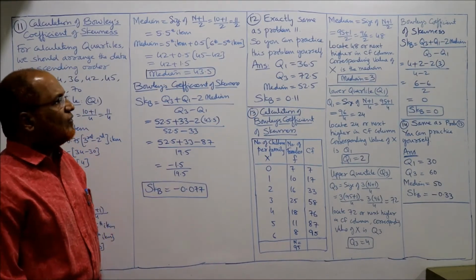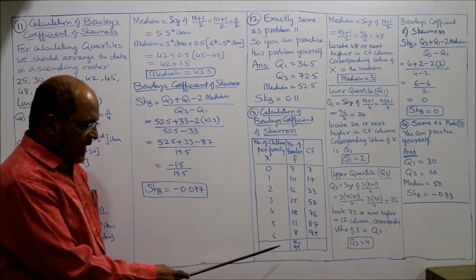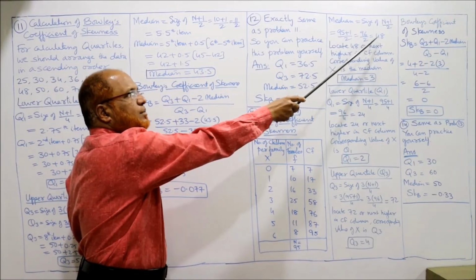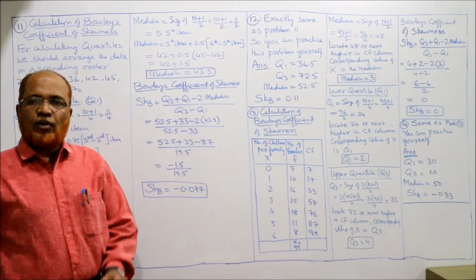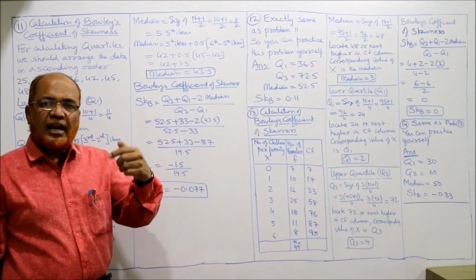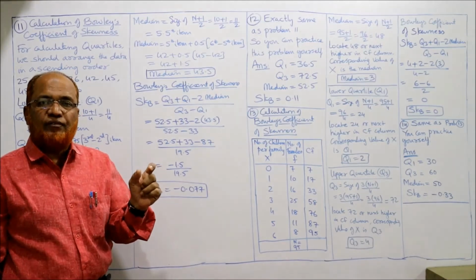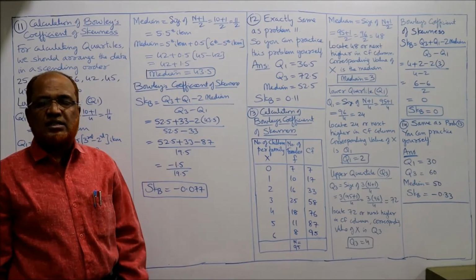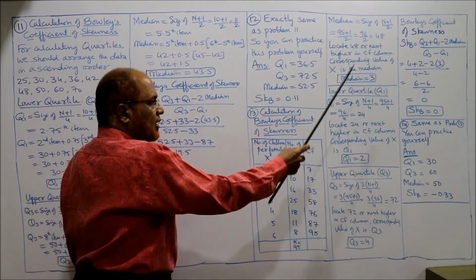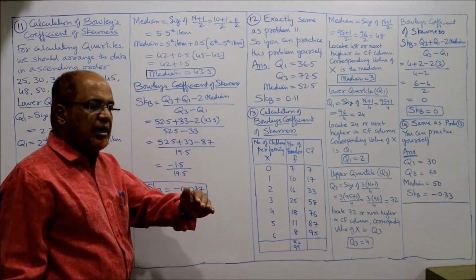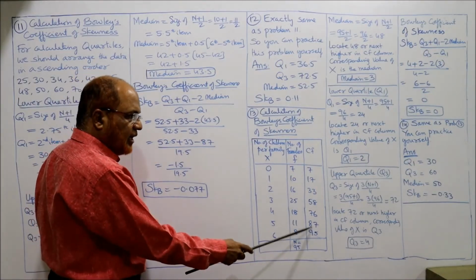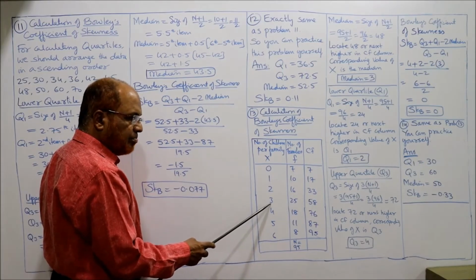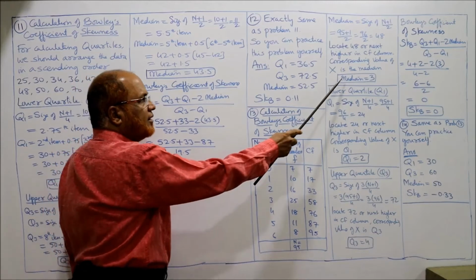Now we find out median. Median is equal to size of (n plus 1) by 2. How much is the n here? 95. So 95 plus 1 divided by 2, 96 by 2, means 48. Now locate 48 or next higher in CF column, cumulative frequency column. Corresponding value of X is the median. Now see, locate 48 or immediately higher than 48. So 48 is not there, but immediately higher than 48 is 58. What is the corresponding value of X here? 3. The corresponding value of 58 is 3, so median is 3. That's it.